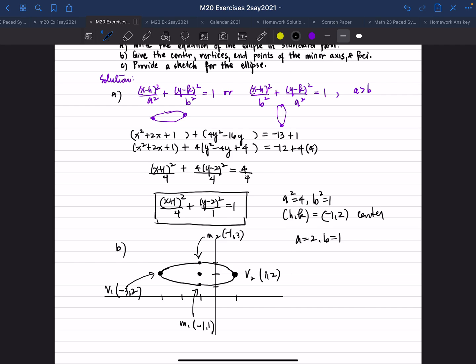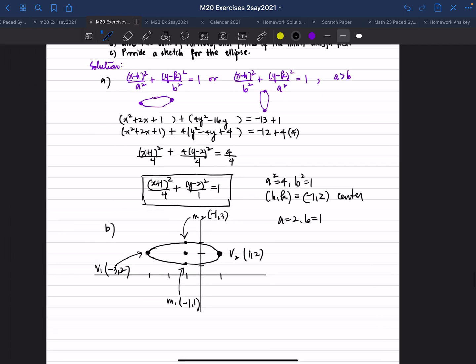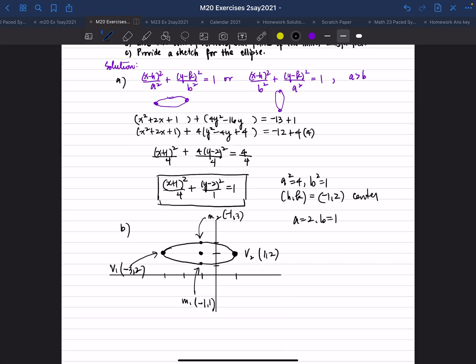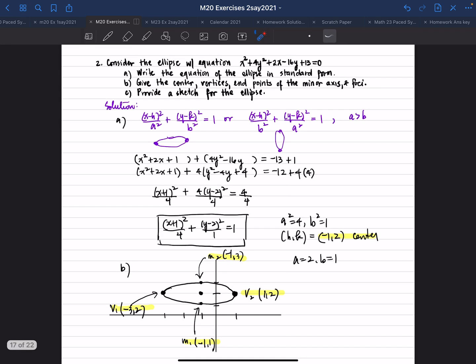And then next for the foci. So I will highlight the answers. So these are the answers that I want to see. Hindi naman kasi pinapasketch naman pala, no? So 2-in-1, ano na pala ito? Hitting 2 birds with 1 stone.